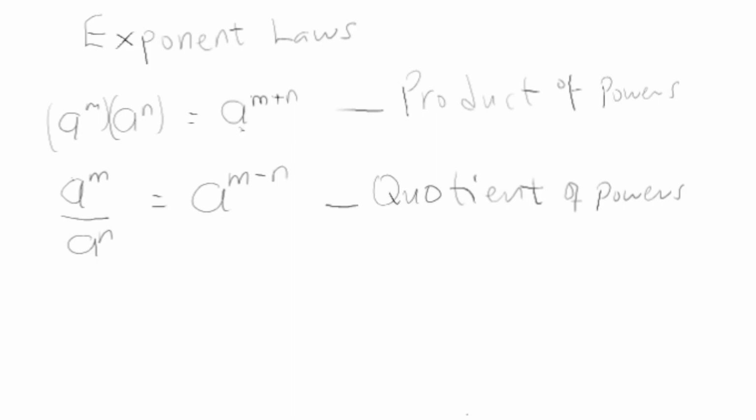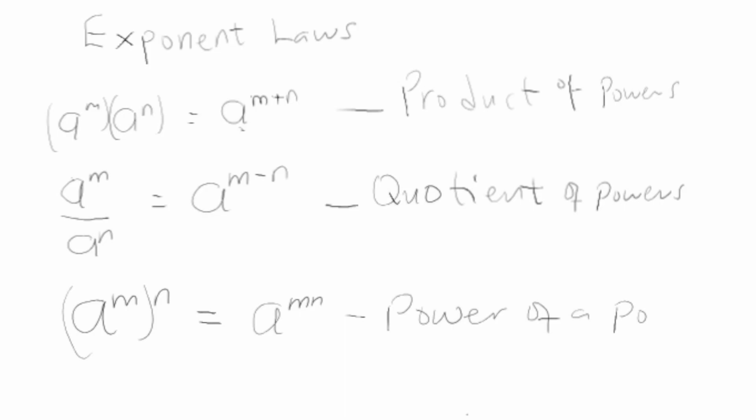And then the other one, power of powers. If I have a exponent m, all raised to exponent n, this one should give me a exponent m times n. This one is the power of a power. So if I have a base with an exponent, raised to another exponent, I just multiply the exponents. We look at an example of it.